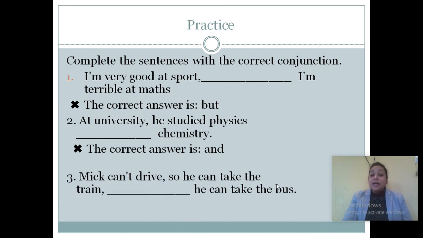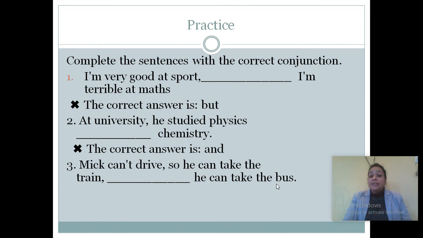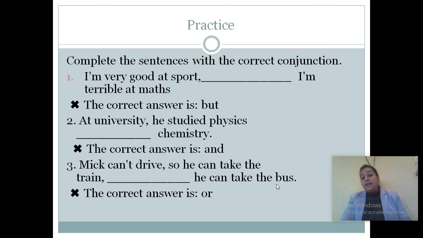Third: Mike can't drive, so he can take the train, dash, he can take the bus. Now, there are two options, train or bus. He can't go by both of them at the same time. So what are we going to use? "Or." The correct answer is "or." Mike can't drive, so he can take the bus or he can take the train. Getting this point? Yes or no?